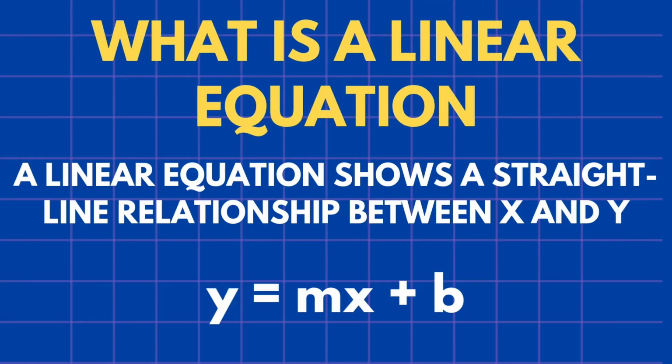Let's start with what exactly is a linear equation. Well, a linear equation shows a straight line relationship between x and y. It is written in the form y equals mx plus b. Let's break down each variable in this equation to get a better understanding.